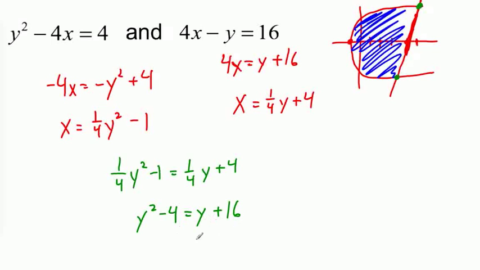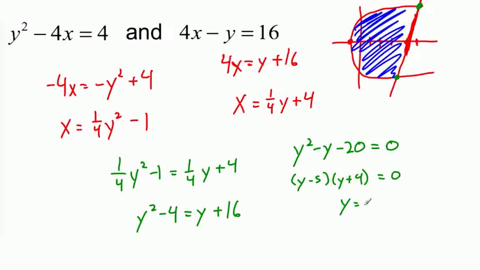Now I'm going to subtract 16 and subtract y from both sides, so I get y squared minus y minus 20 equals 0. And if I factor this, you end up getting y minus 5 and y plus 4. And so you end up getting y equals 5 or negative 4. So this means that we are going to integrate this function to get the actual area. Now I'm going to erase this so we can do a little bit with this.